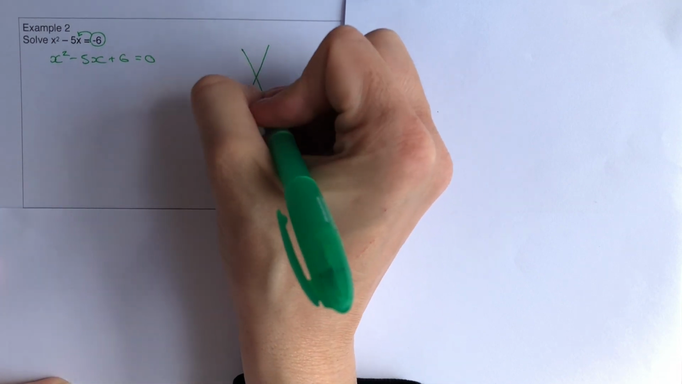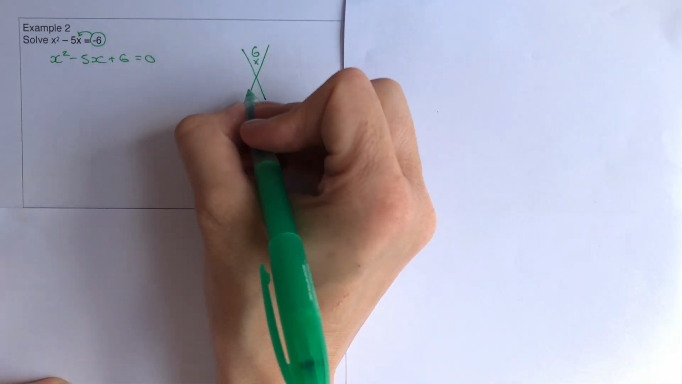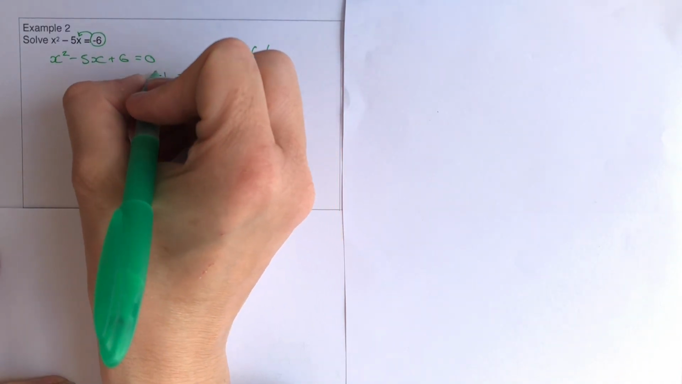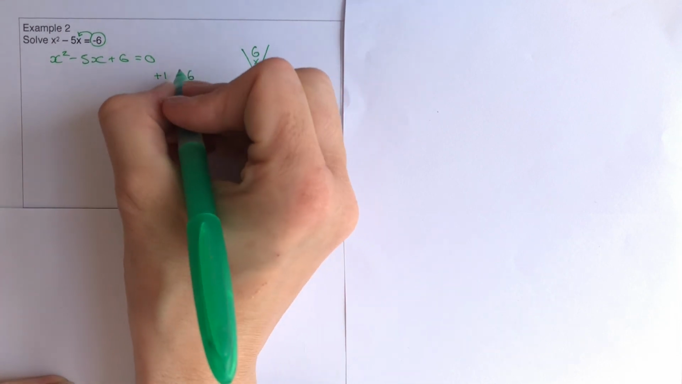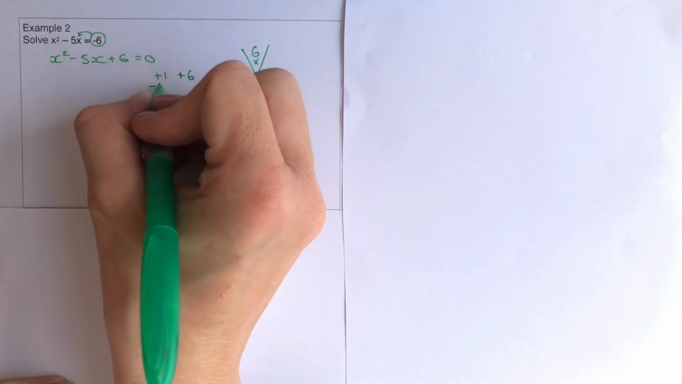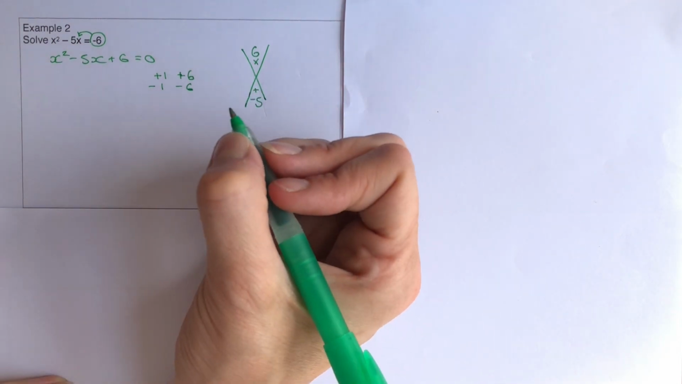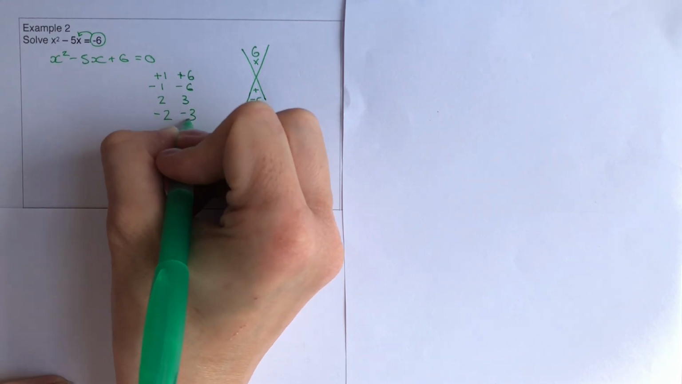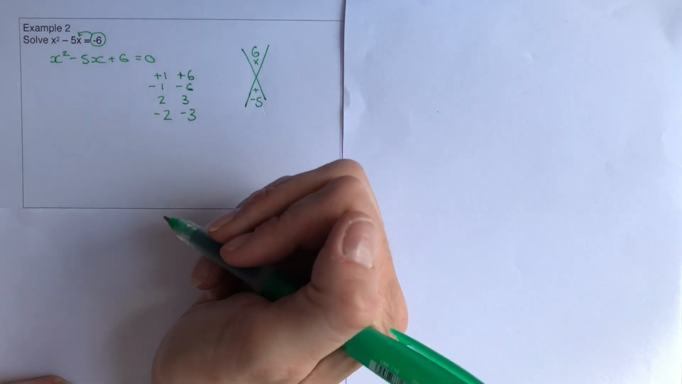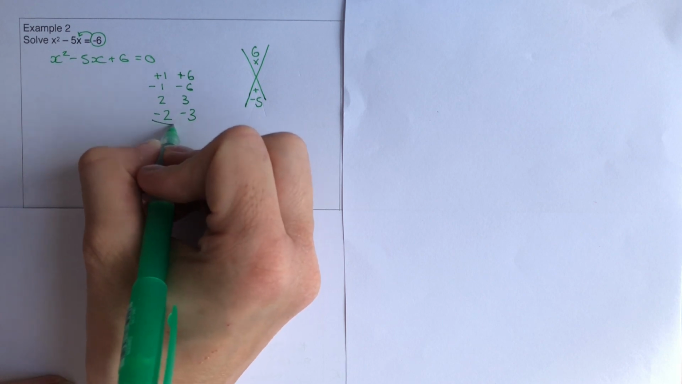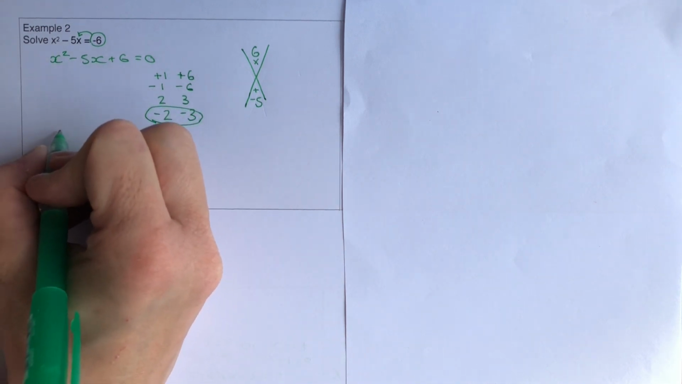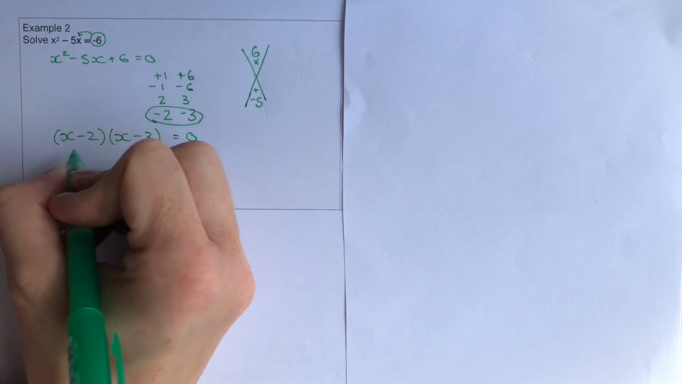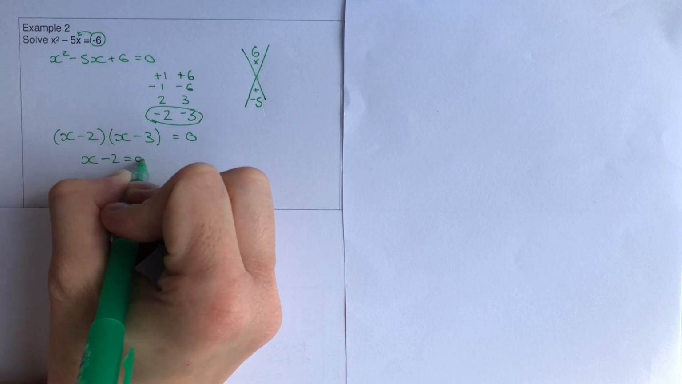So I need two numbers that times together to make 6 and add together to make minus 5. What could we have? We could have 1 and 6. We could have minus 1 and minus 6. I could have 2 and 3. I could have minus 2 and minus 3. Which ones times together to make 6 and add together to make minus 5? It's going to be minus 2 and minus 3. So put 1 in one bracket, 1 in the other, and then I solve each one equal to 0.